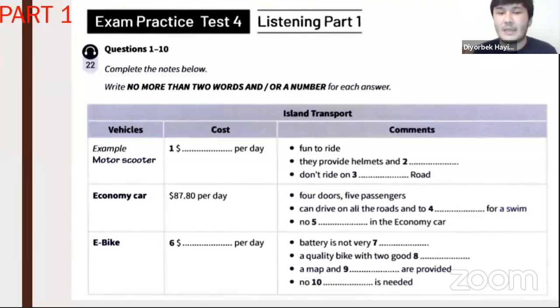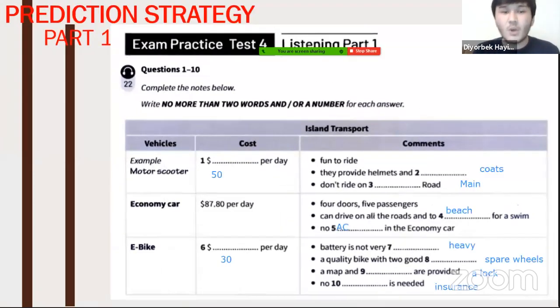Write down that saying. And in the economy car, you can imagine there will probably be no AC, air conditioning, right? An e-bike and so on. You get my point. So instead of predicting what part of speech the word will be, don't write noun or adjective. Use the brainstorming that I mentioned at the earlier stages of my presentation and write down what word you will exactly use. Rather than noun, adjective, please try to predict the words.